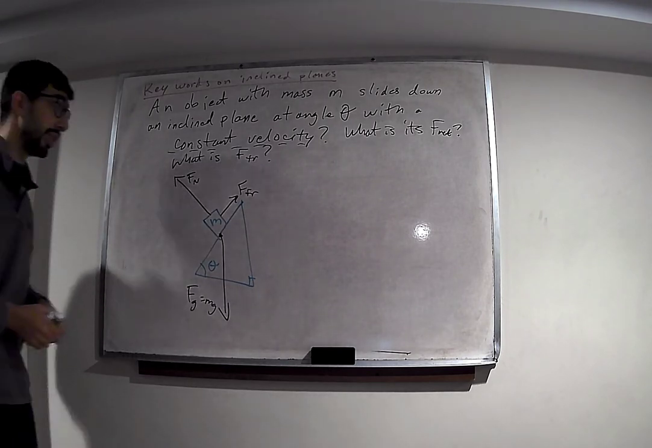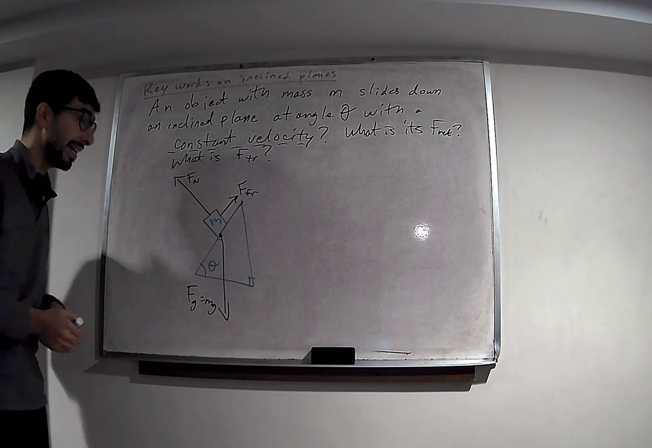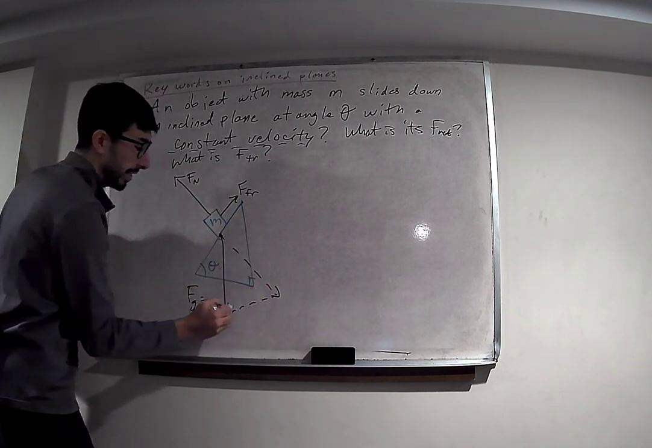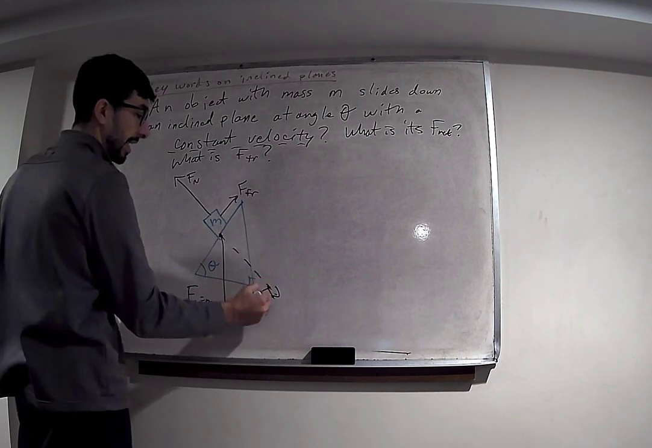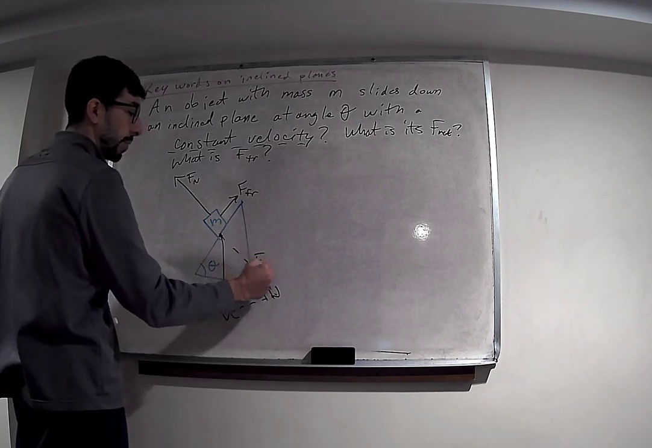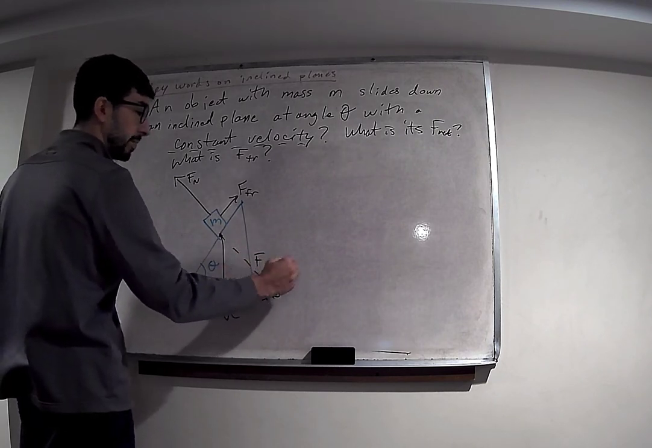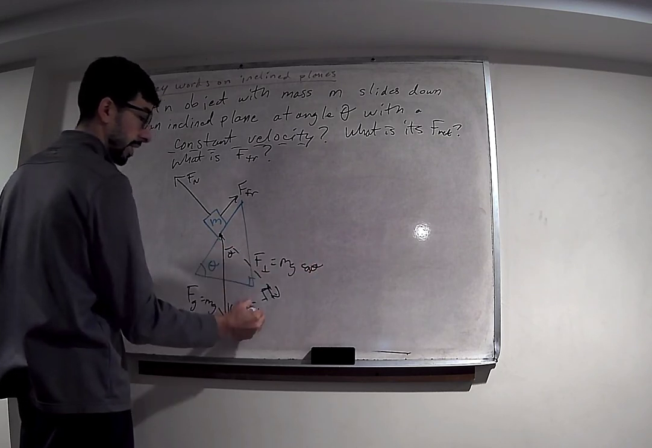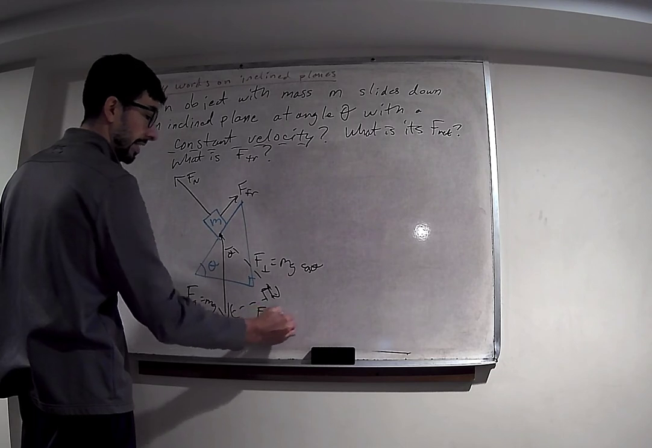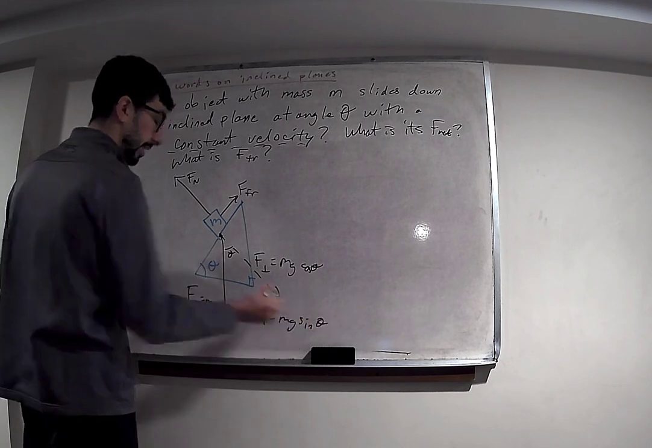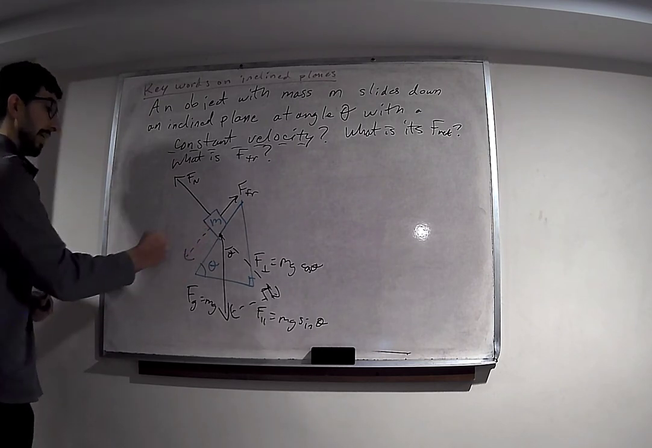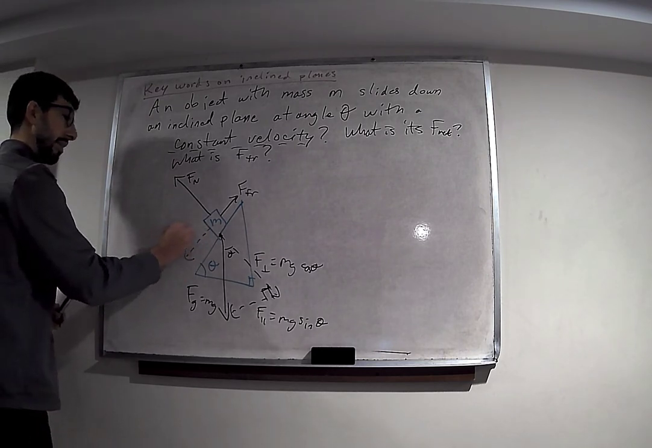In this situation, it says it has a constant velocity. Well, let's take a look. We break this into its components, as always, and we get that the F perpendicular is going to be mg cosine of theta, because this angle here is also theta. We have the F parallel is mg sine of theta, and that's going to be pulling down the surface, mg sine of theta, pulling down the surface.